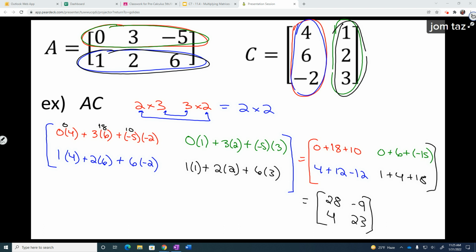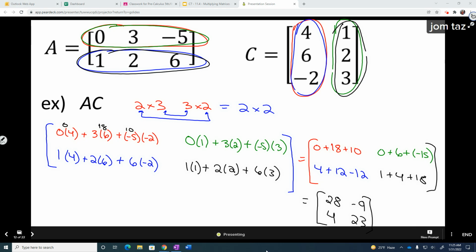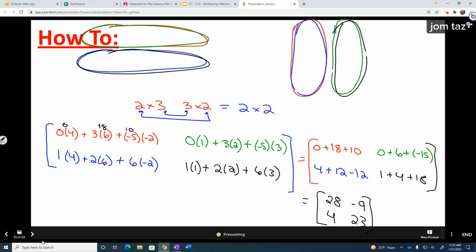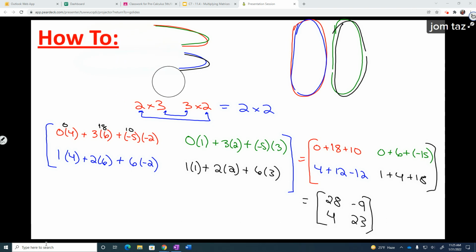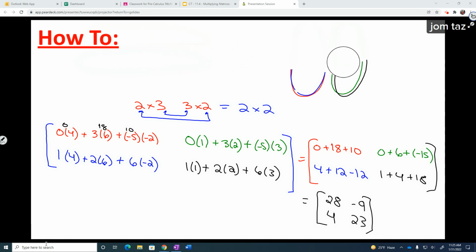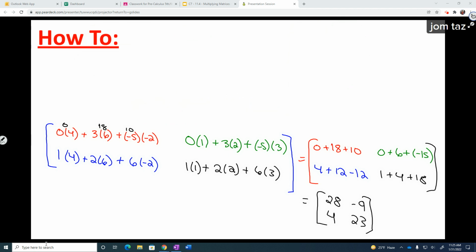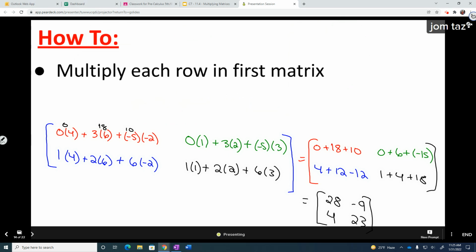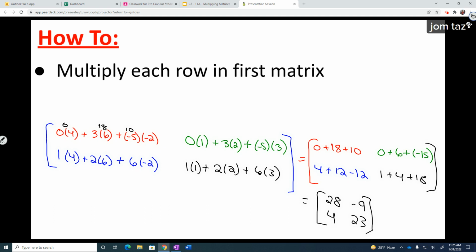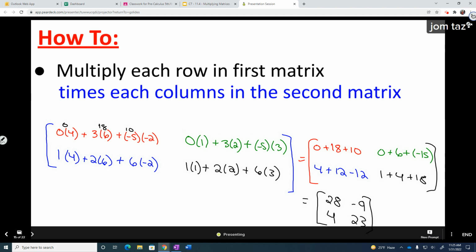All right. So if you like words describing what we're doing, here's a verbal description. You don't have to write it down, but if that's helpful to you, here it is. So how are we actually doing this? There's not a great way to describe it, but here's the best way that I know how as a math description. We multiply each row in the first matrix. So the first matrix, we're always doing rows. Each row in the first matrix times each column in the second matrix.